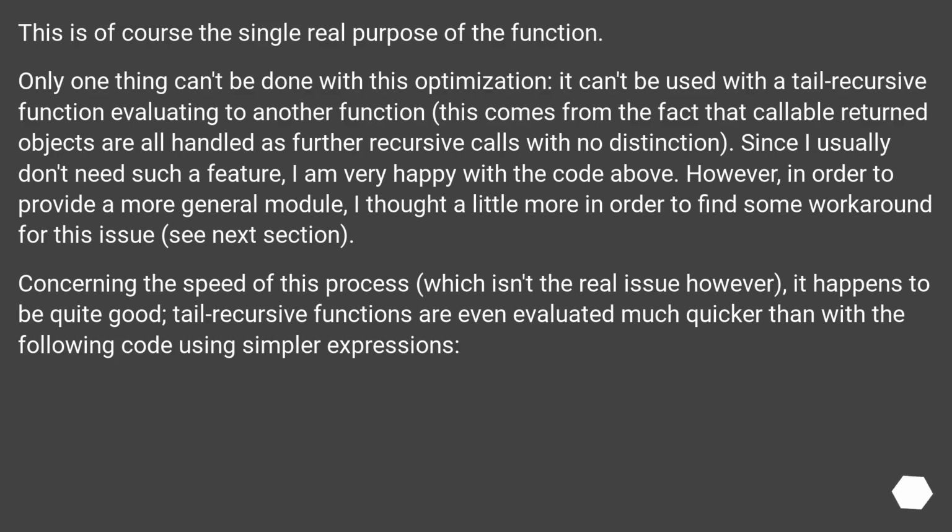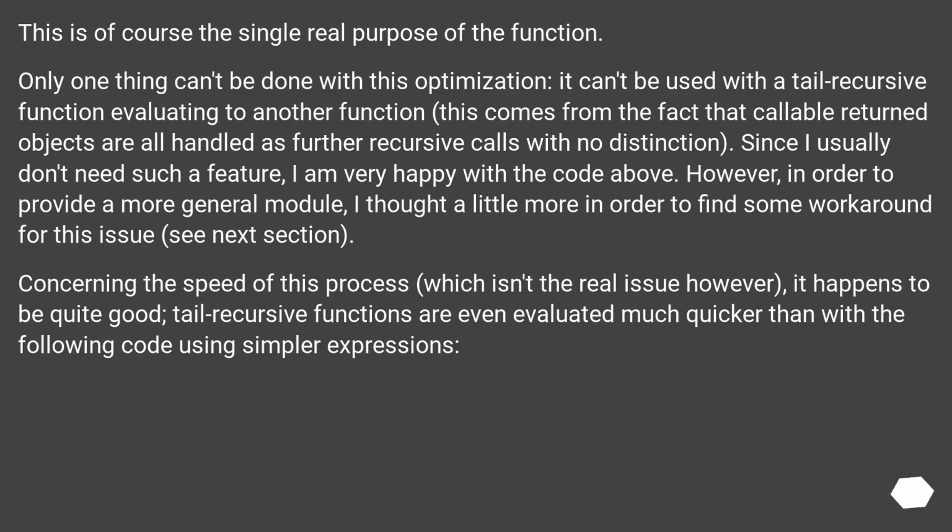Only one thing can't be done with this optimization. It can't be used with a tail recursive function evaluating to another function. This comes from the fact that callable returned objects are all handled as further recursive calls with no distinction. Since I usually don't need such a feature, I am very happy with the code above. However, in order to provide a more general module, I thought a little more in order to find some workaround for this issue. See next section.